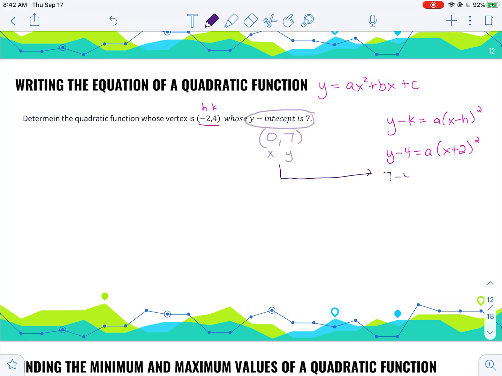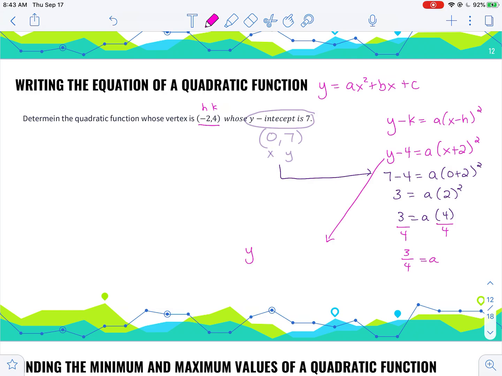Now that I have a point, I can plug it in to solve for a. So y is going to be 7. So 7 minus 4 equals a times 0 plus 2 squared. 7 minus 4 is 3. So 3 equals a times 0 plus 2, which is 2. So 2 squared is 4. So 3 is going to equal a times 4. And then to solve for a, we're going to divide both sides by 4.